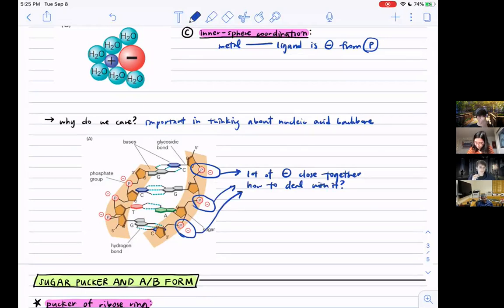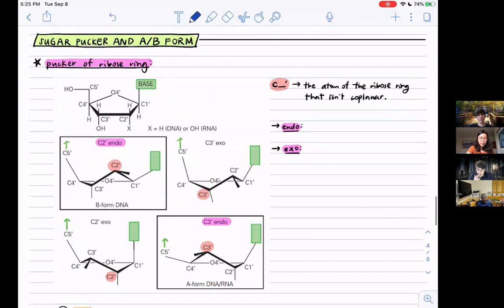And then finally, I'm going to move on to my last topic, which is sugar pucker and A and B form nucleic acid. Here, I'm going to highlight the ribose ring. Here, they're all depicted as coplanar, but in reality, moving one of the atoms of the ring outside of this plane greatly decreases the steric clash, which decreases the energy. So it's favorable.